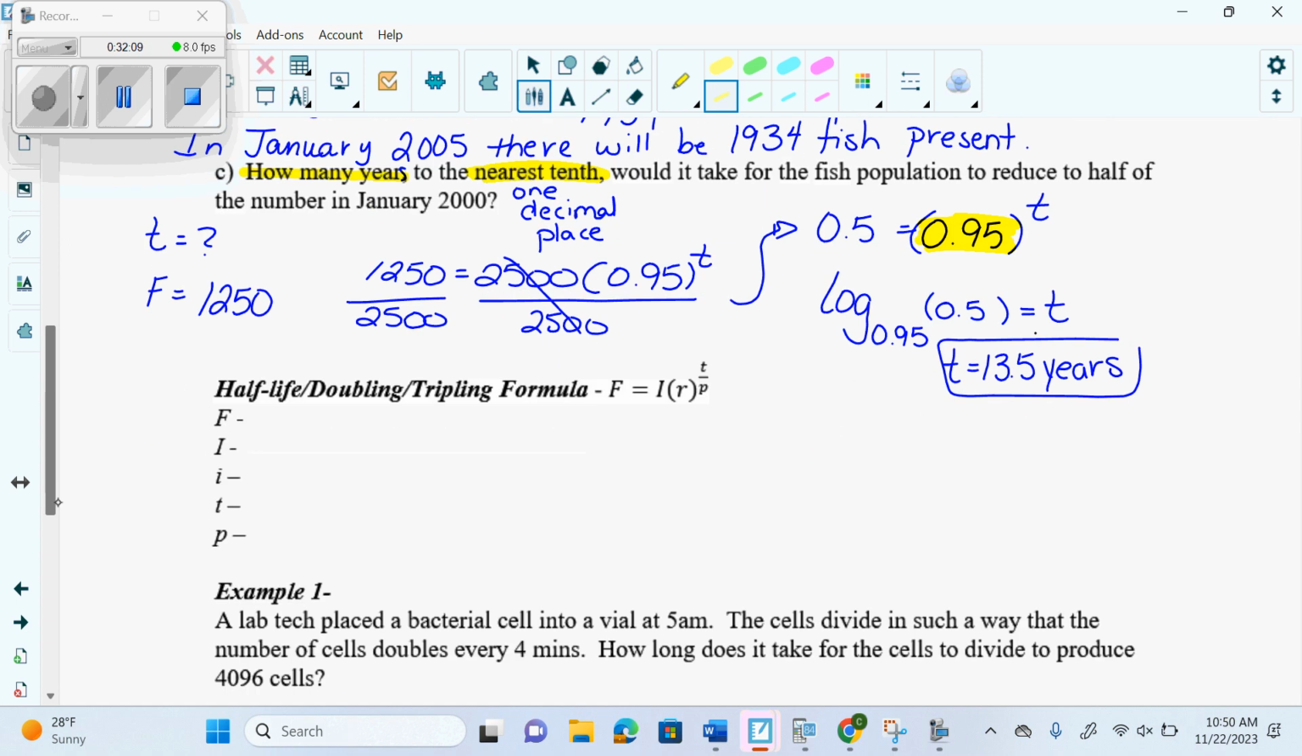Okay, we're looking at the half-life, doubling, tripling, and then tomorrow we're looking at compound interest formulas. And then we're actually done exponentials and we're moving on to logs on Monday.